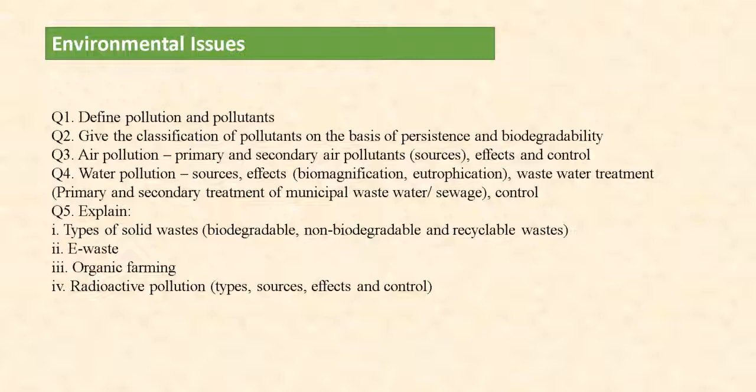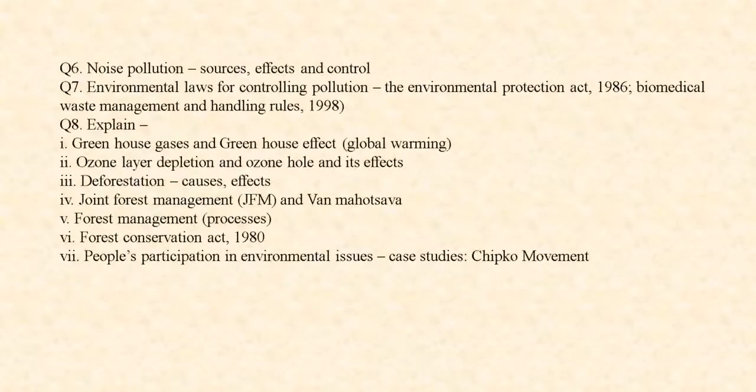Then question number 5, I have written explain types of solid waste: biodegradable, non-biodegradable, and recyclable waste. Then next e-waste, next explanation of organic farming, next radioactive pollution. Here we need to read about the types, sources, effects, and control. In question number 6, I have written noise pollution. Here about noise pollution you need to read the sources, effects, and control. Then in the seventh question, I have written environmental laws for controlling pollution, the Environmental Protection Act 1986 and Biomedical Waste Management and Handling Rules 1998.